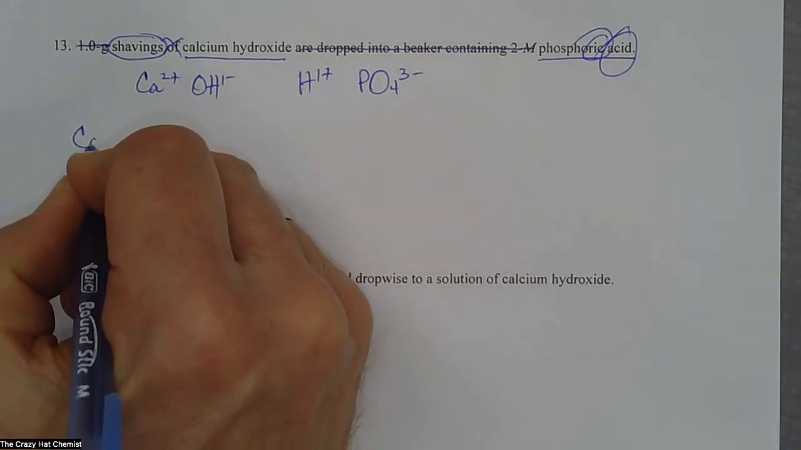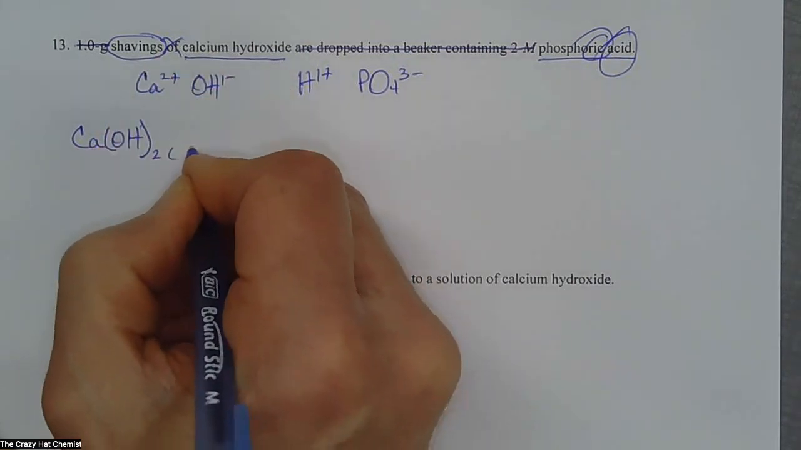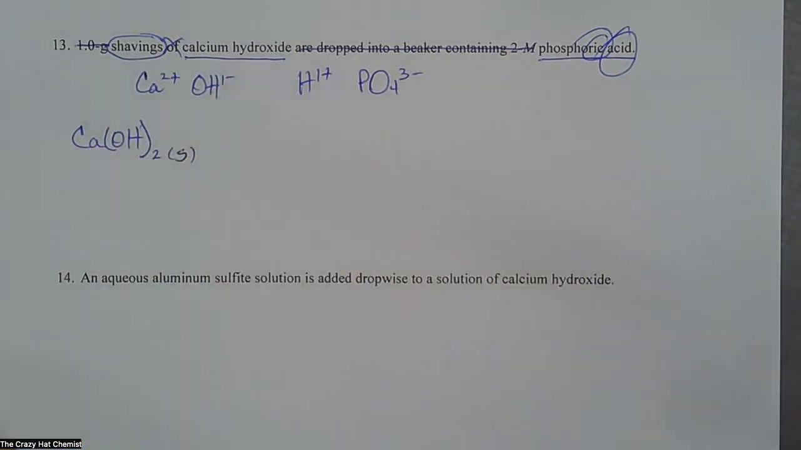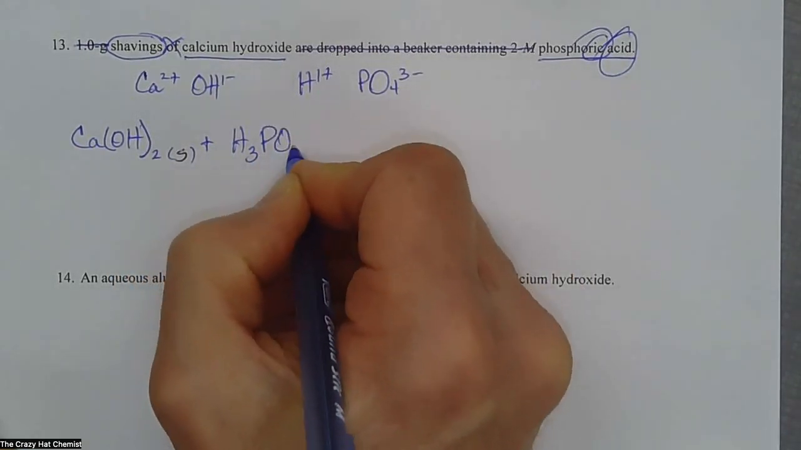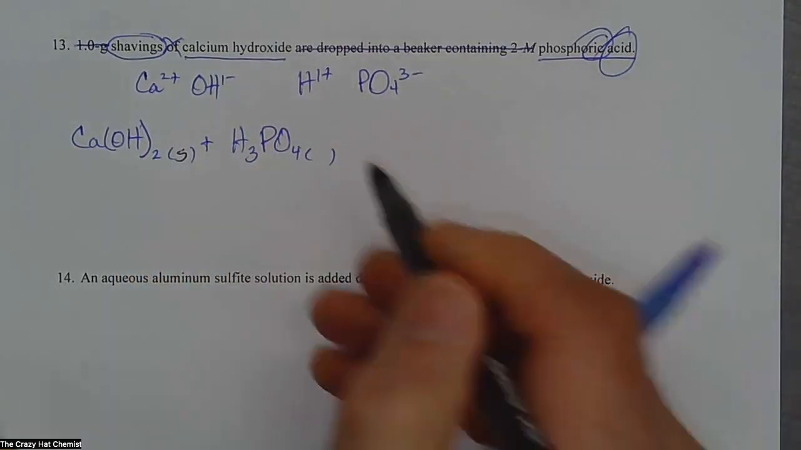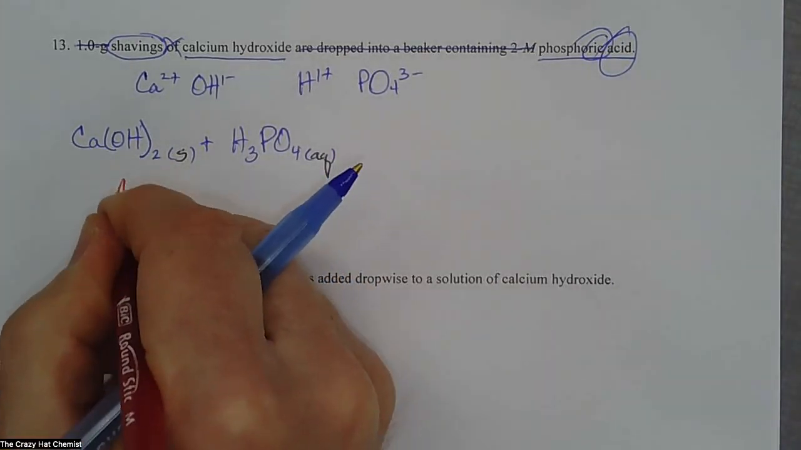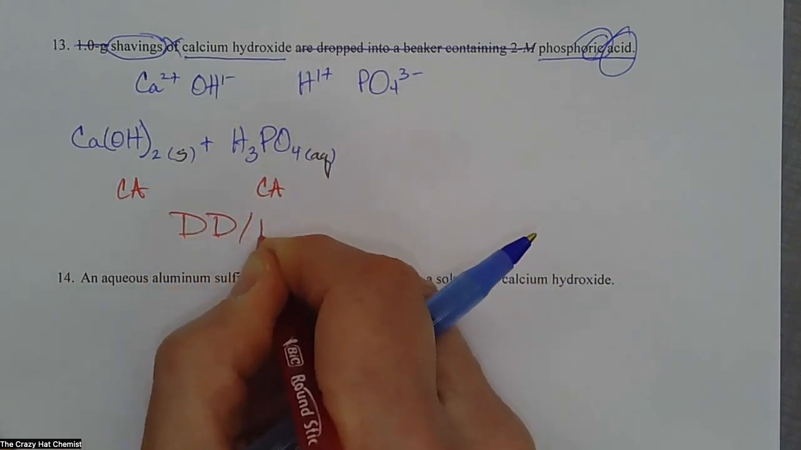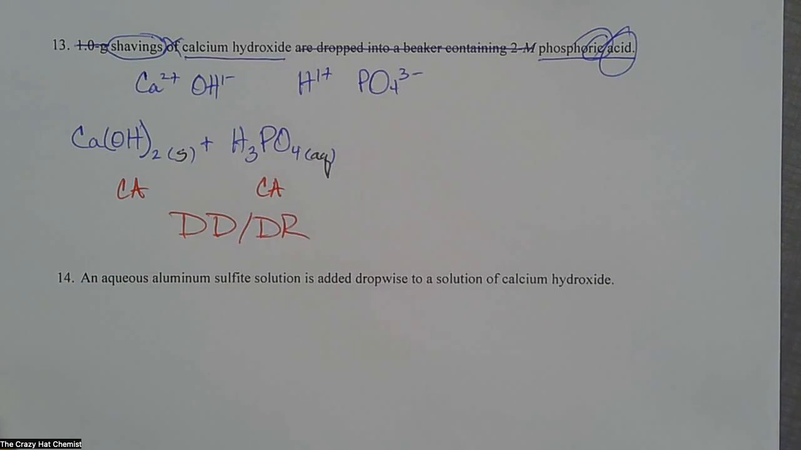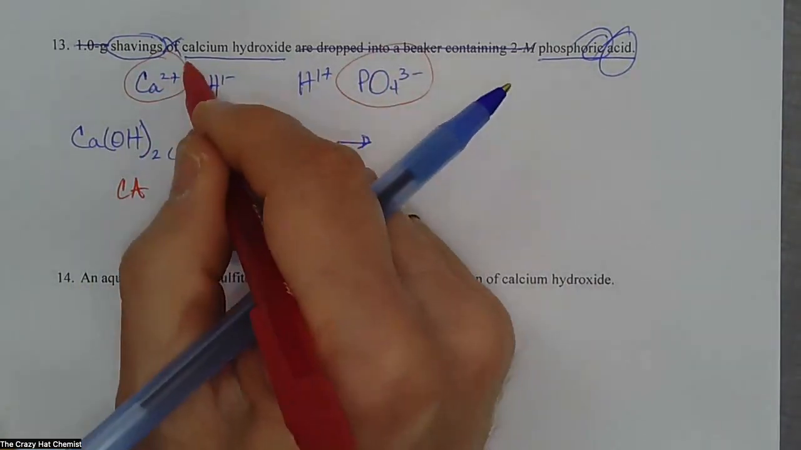So I'm going to get Ca(OH)2, and it says shaving, so that means that this is going to be a solid, plus H3PO4, and this is an acid, so this is going to be aqueous. I combine these together, and then cation, anion, so this is a double displacement or double replacement type of reaction. Okay, and so on my product side I am going to combine the calcium phosphate together, and then the hydrogen and the hydroxide.